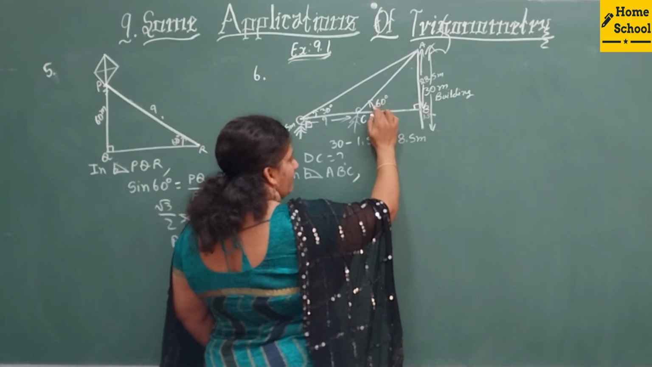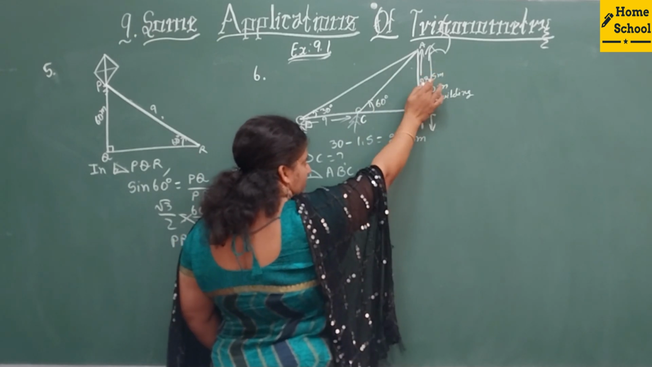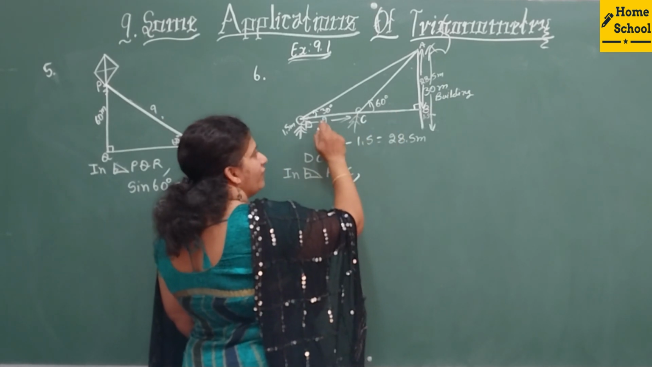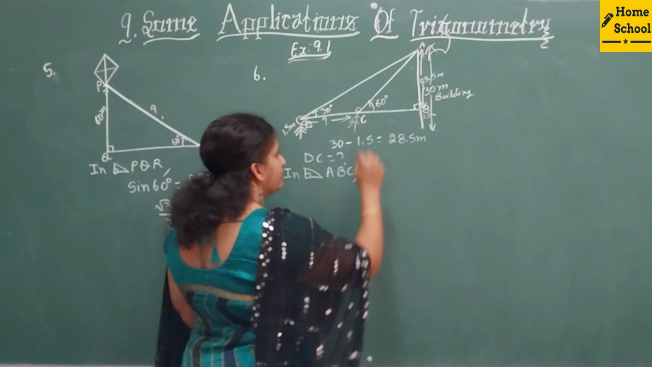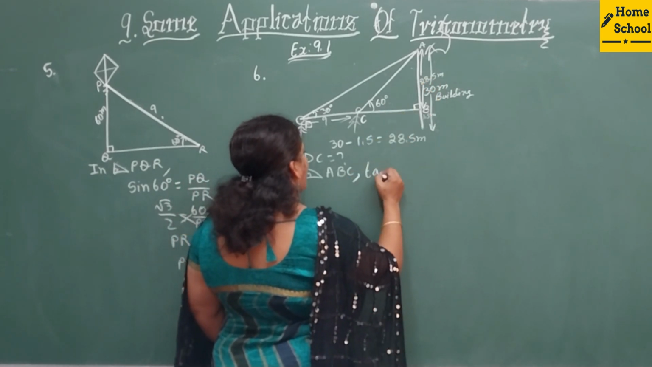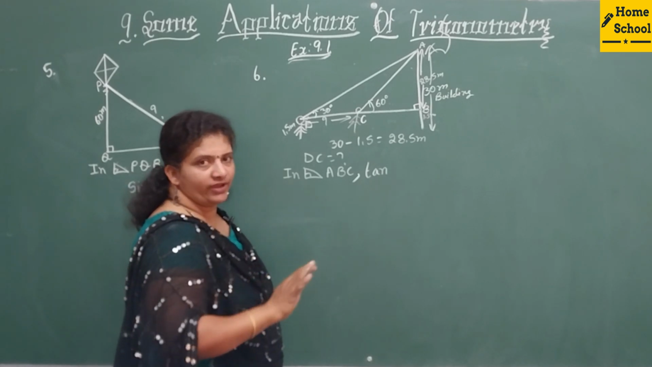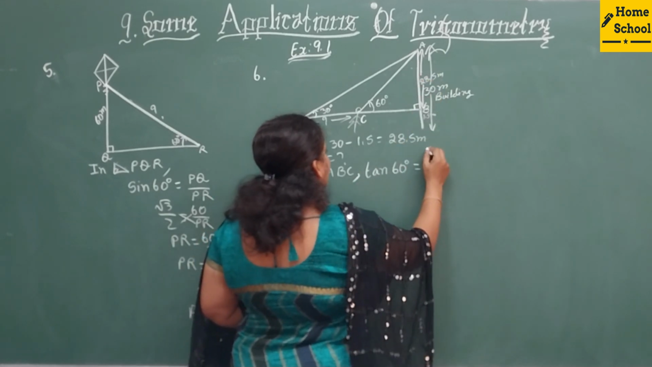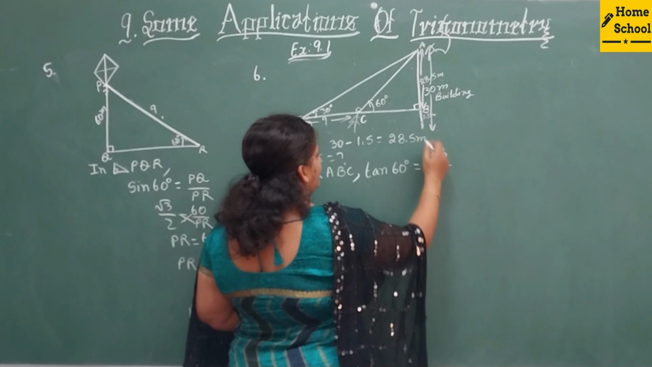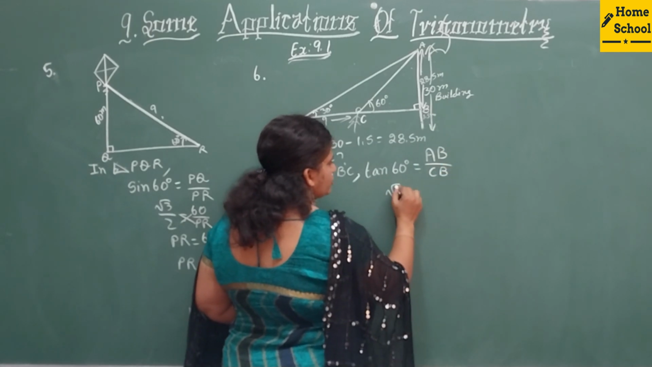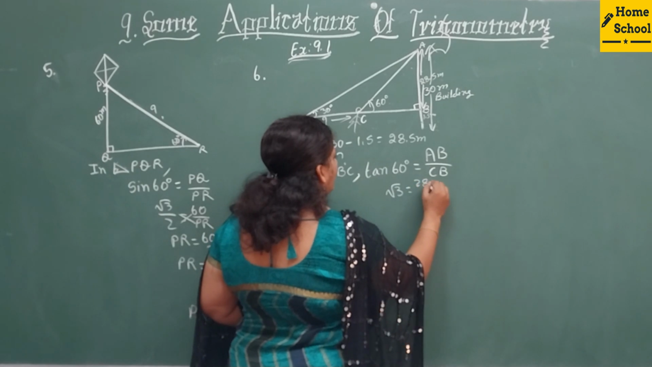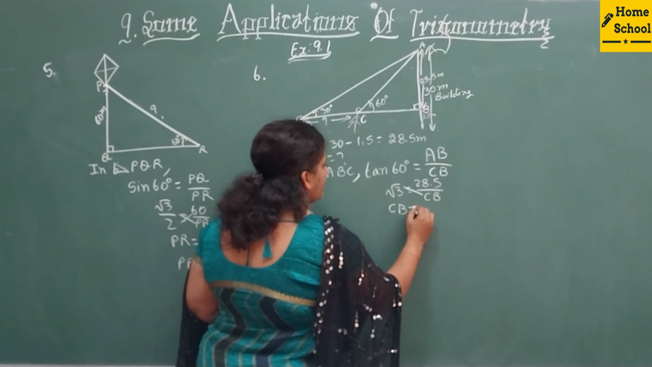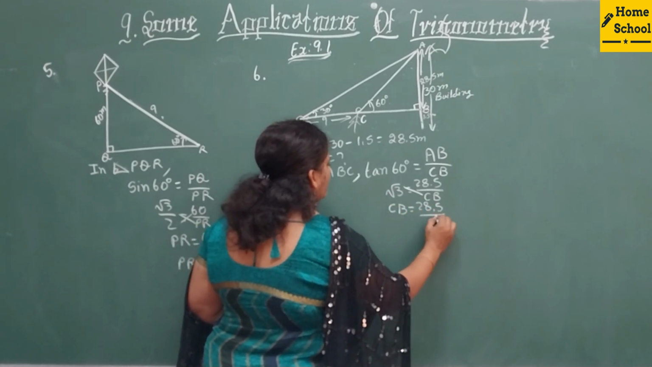The acute angle value, theta value is 60 and we know opposite, we don't know adjacent. Why adjacent we should find? In order to find this length, we should find the adjacent side. Opposite, adjacent, tan ratio, either tan or cot also you can take, no problem. Tan 60 degree is equal to opposite side AB and adjacent CB. Tan 60 value is root 3, AB is 28.5 by CB. Send CB this side, CB is equal to 28.5 by root 3.